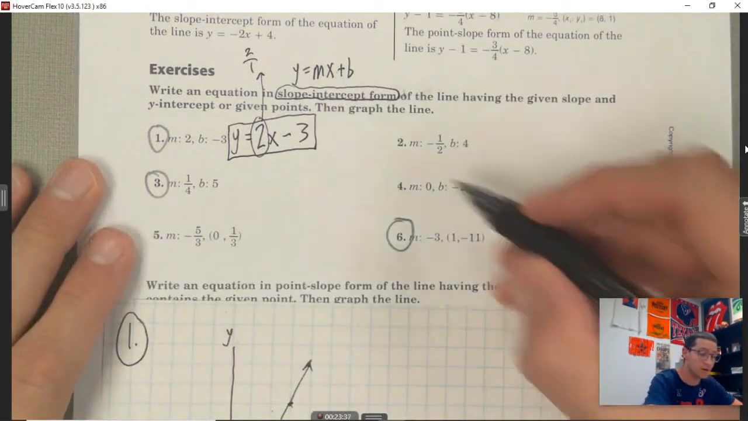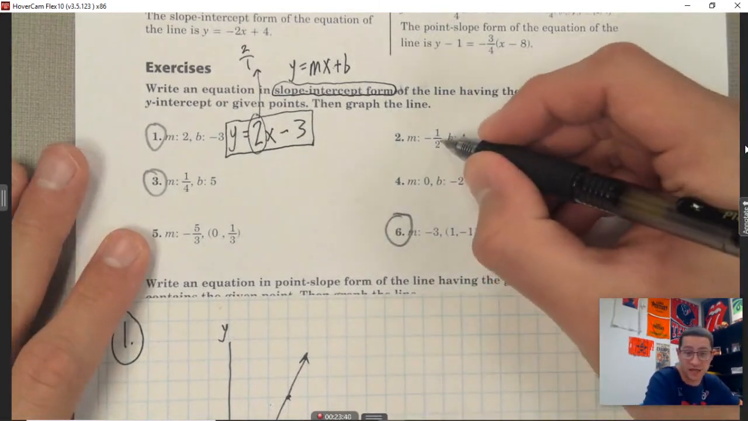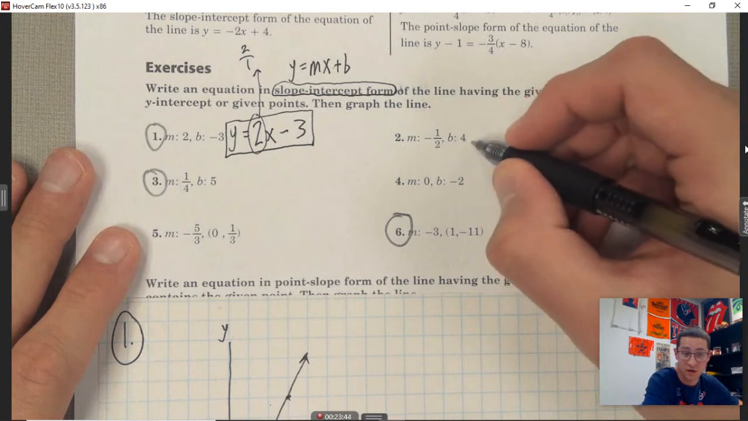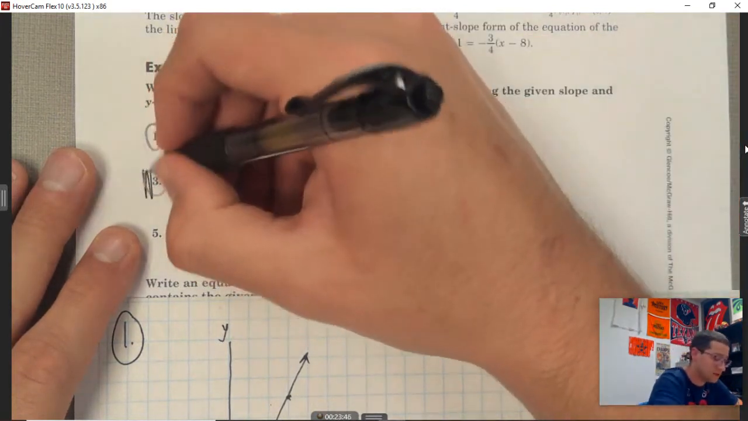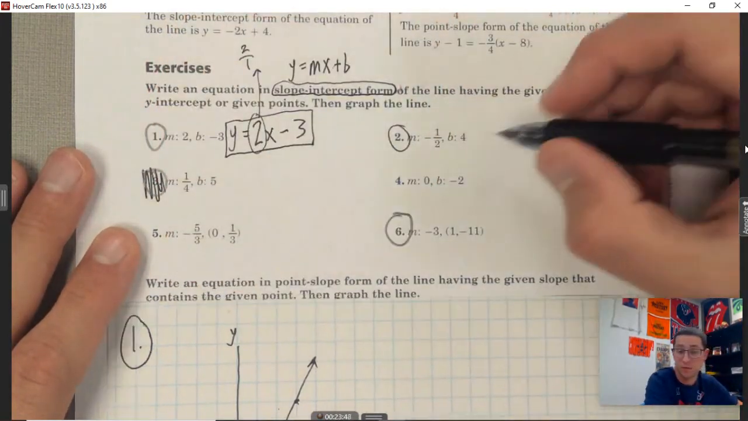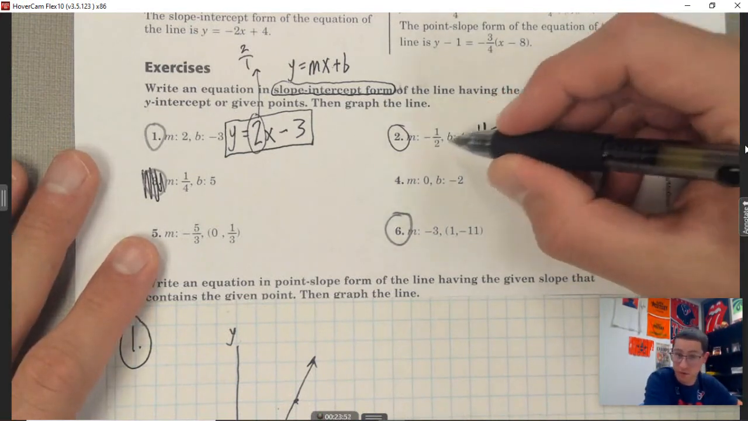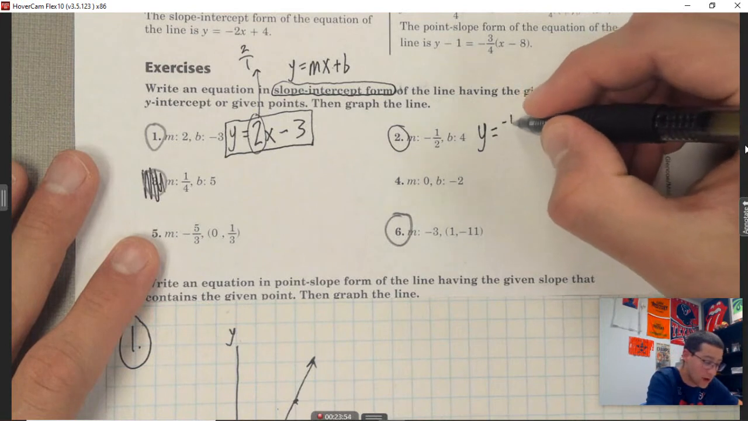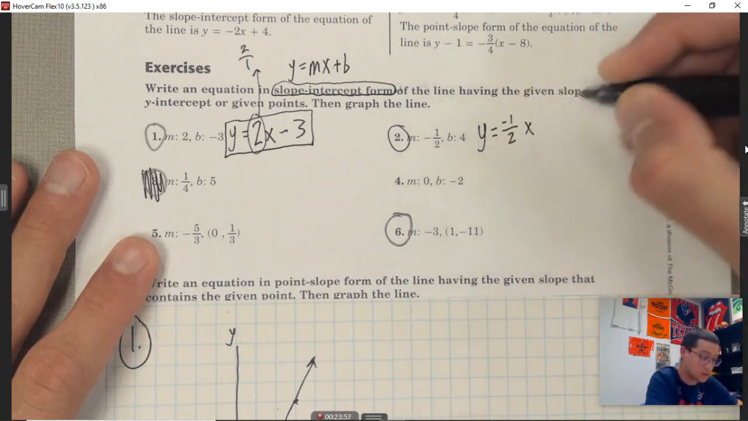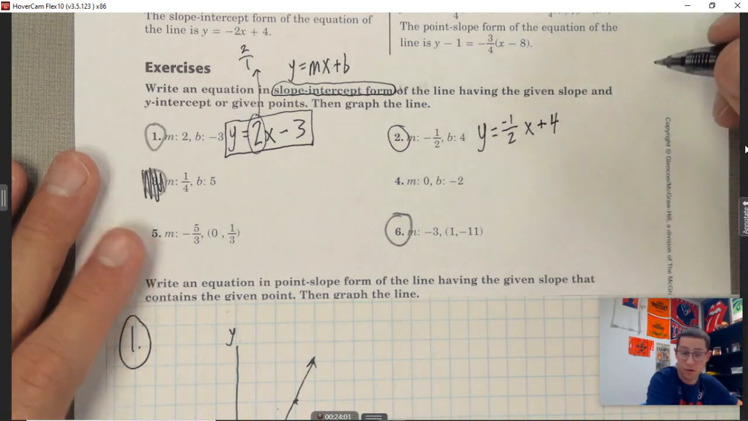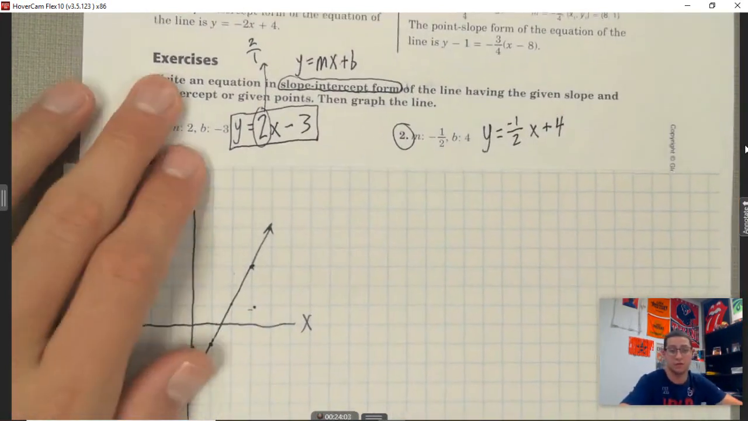All right, number 2, negative 1/2, and a positive slope. In fact, I said I was going to do 3, but we're not going to do 3. We're going to do 2. So here we go again. Y equals, instead of m, I write negative 1/2 x plus b, which is 4. And let's go ahead and graph it.